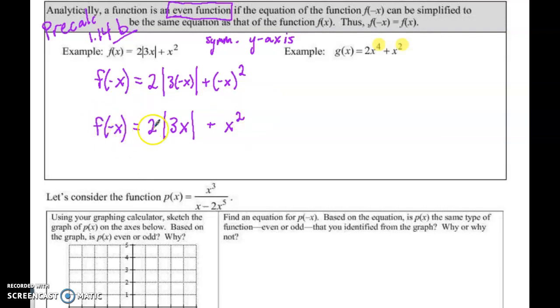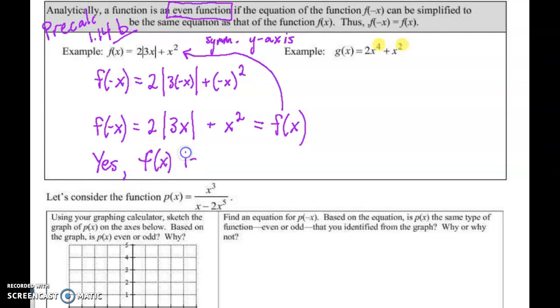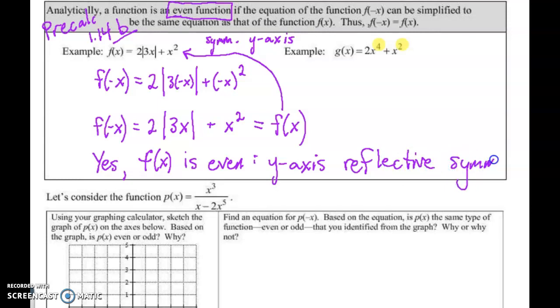Let me just rewrite it. And the question is, is that exactly the same as what was written up here? And if that answer is yes, it's exactly the same, then this is an even function. Or maybe if it was a yes-no question, yes, f of x is even. What else does that mean? It means it has a y-axis reflective symmetry. And we could look at Desmos and actually see what that looks like.